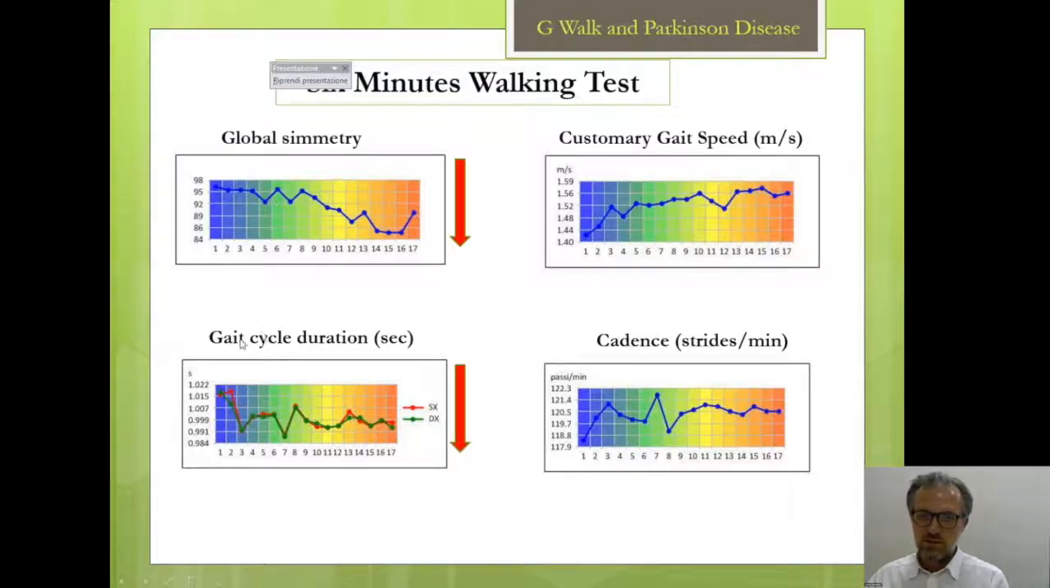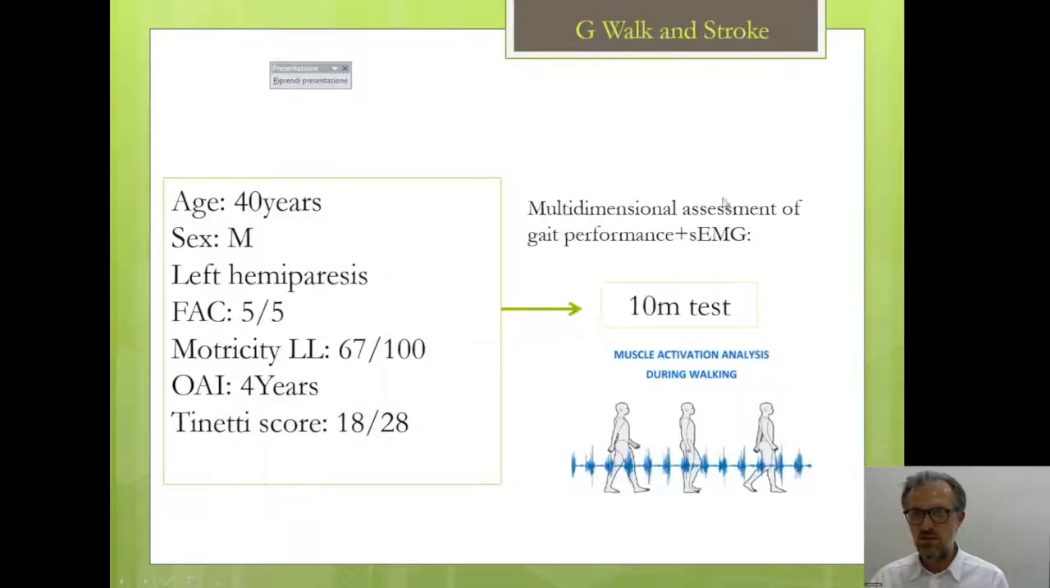We can see that the gait cycle duration is pretty stable in the second phase, but is reduced compared to the beginning of the trial. The customary gait speed is increasing over time. It means that probably the patient is exploiting his ability in the propulsive phase, but is losing in quality, and probably the falling is increasing with the meters.